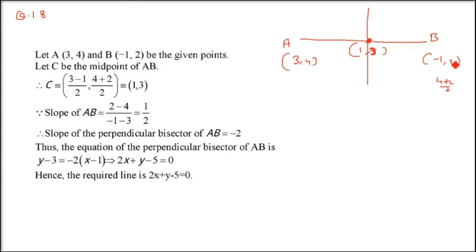So the slope of AB is (2 minus 4) by (minus 1 minus 3). So you have minus 2 by minus 4, which is 1 by 2. What is the slope of the perpendicular line? Just put this 1 by 2 below minus 1. So it's going to be minus 2. So it is passing through (1, 3). So y minus y1 equals m, and m is minus 2, times (x minus x1). This is the equation.